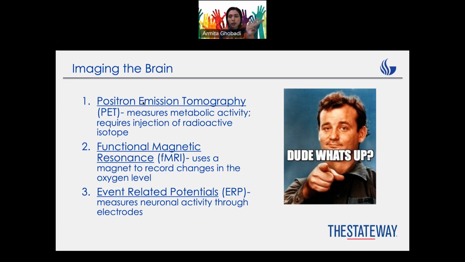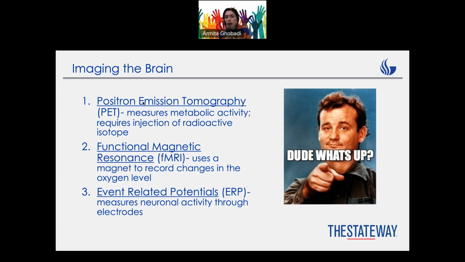Another procedure for understanding what's going on with the brain is event-related potentials, or ERP. Here we're going to use electrodes. So basically we have different ways for brain imaging, but each of them has different criteria. But the keyword for each one of them is specific.